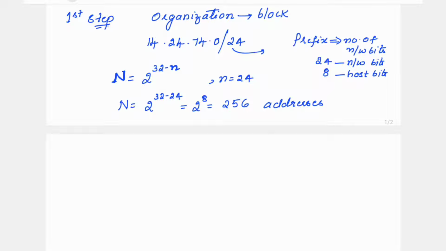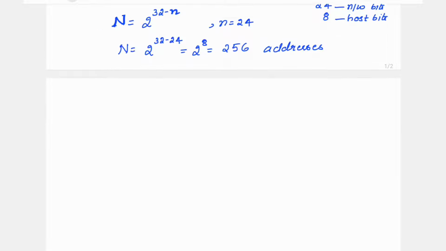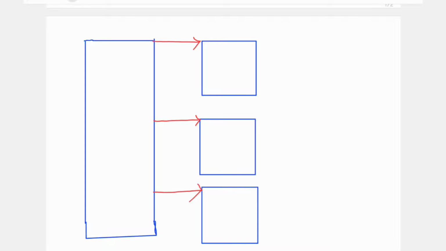Now from these 256 IP addresses, the organization has divided to form 3 subblocks. Let me try to show the same concept with a diagram so that it will be more clear to you all. For this problem, for the solution, we need to first design the organization block, that is the main block here, or you can call it the main network also.